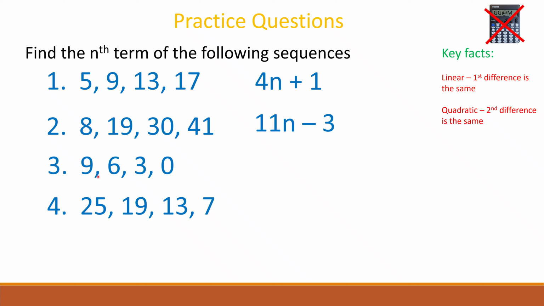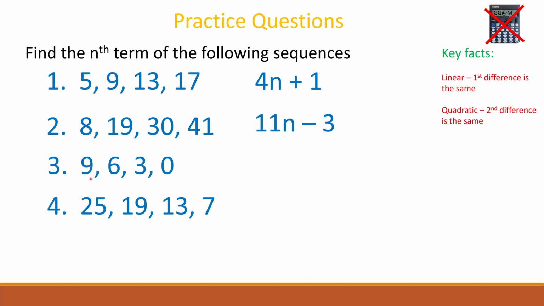So this time when the sequence is descending, that means the number in front of the n is going to be negative. So I'm going down now, so each time I've gone from 9 to 6, I'm going down by 3. So take away 3, take away 3, take away 3, which means I'm going down in threes, which means I've got a negative 3n at the beginning.